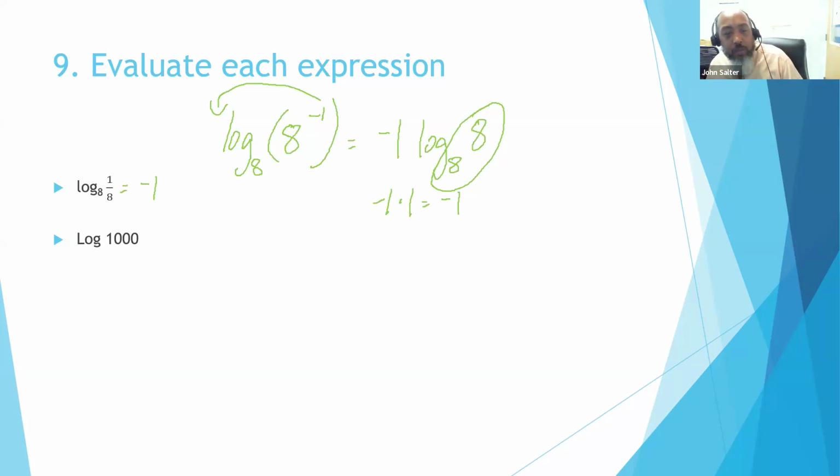Log of 1,000. Well, log of 1,000 is just like saying log base 10 of 1,000.